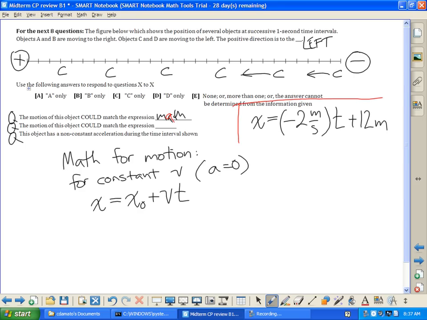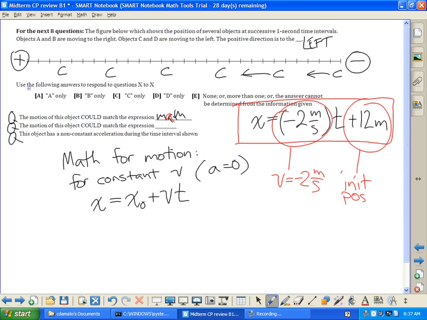So this expression, what can you tell about the motion of an object from looking at this expression? Good, excellent, guys. Yep. The velocity is negative 2 meters per second, and initial position positive 12 meters. Could this be object C? No. Or wait, how can you, excellent.